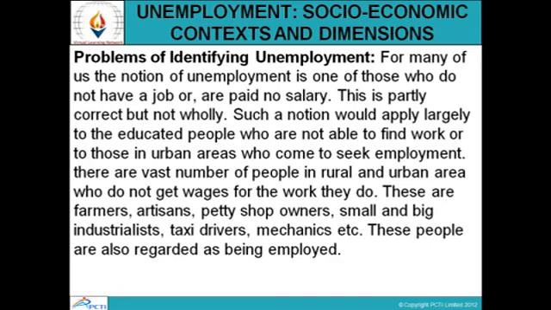There are a vast number of people in rural and urban areas who do not get wages for the work they do either. These are farmers, artisans, petty shop owners, small and big industrialists, taxi drivers, mechanics, etc. These people are also regarded as being employed.